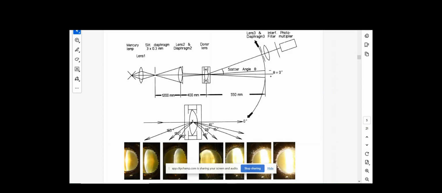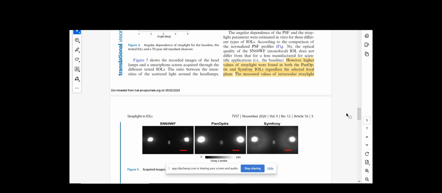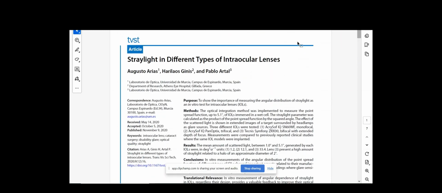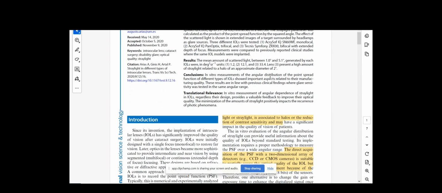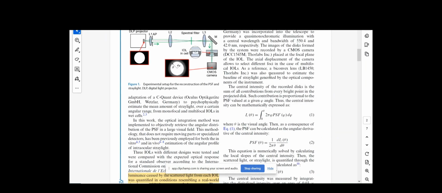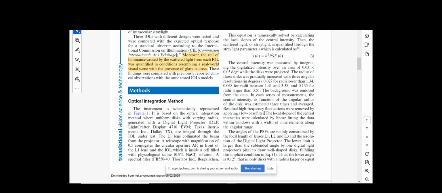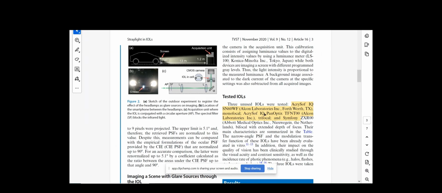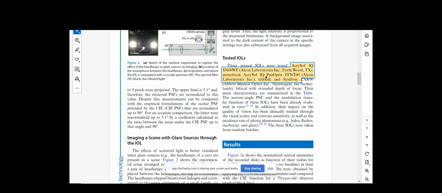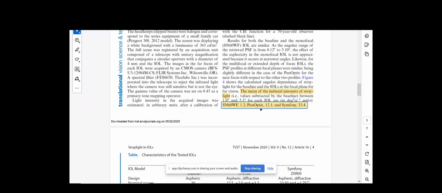Having understood that, let me also bring your attention to this study, which compares the stray light. I explained to you what stray light is. What is the stray light in different types of multifocal lenses? They compared the original Panoptix lens with the Symphony lens and with the SN60WF, which is the IQ lens, the monofocal lens. These are the lenses that they compared over here. And they found that the Symphony had the greatest amount of stray light.